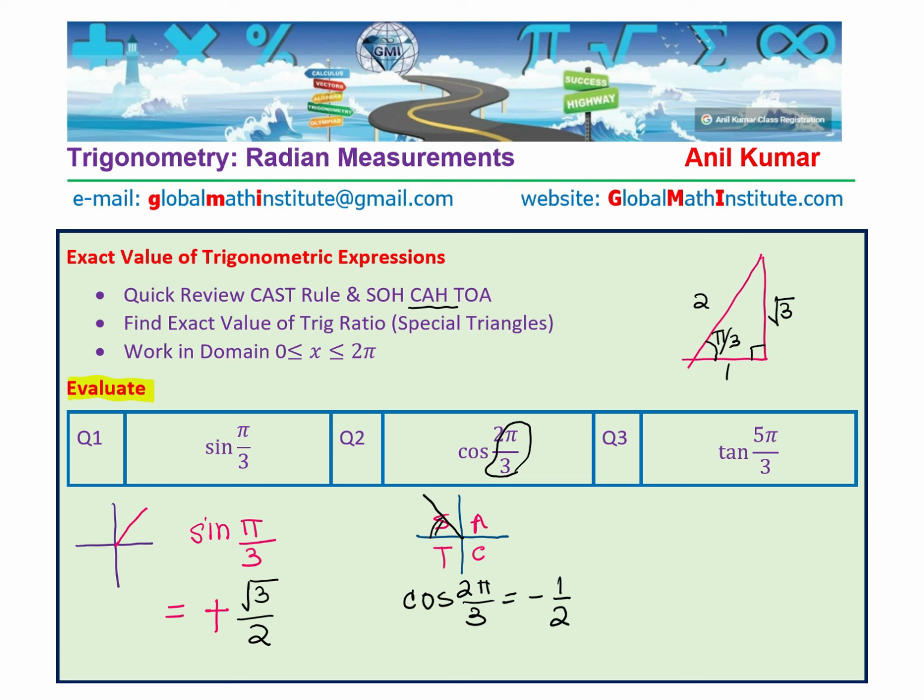So, we have used SOHCAHTOA and the CAST rule. Now, let's look into the third case. Again, sketch the coordinate system. Tan 5 pi by 3.